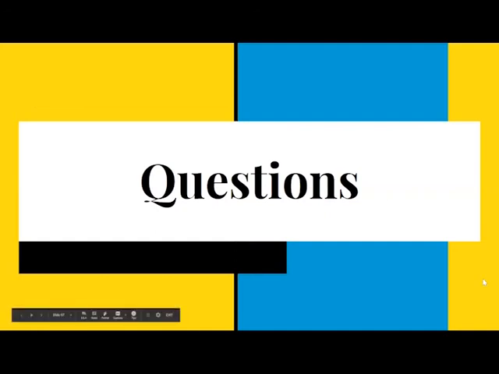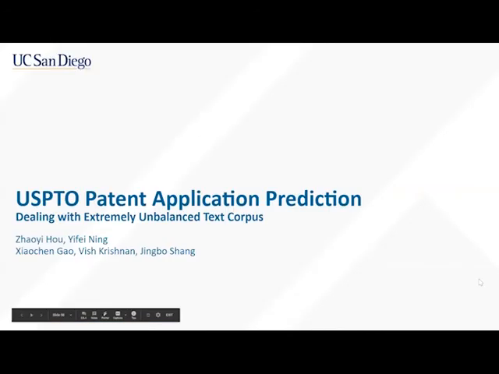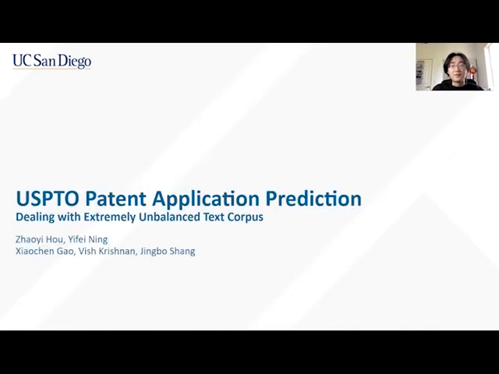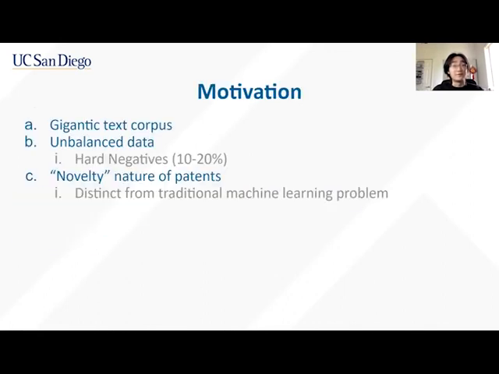All right, so continuing our Fast and Furious Lightning Talk series, this is our final one, and then we will have additional time for questions. We have Zhaoyi and Yifei who are going to talk about this extremely unbalanced text corpus. So take it away. Hi, everyone. My name is Joey, a current senior data science student at UCSD. Today, my teammate Yifei and I will be presenting our project, USPTO Patent Application Prediction. This project is guided by Xiaochen and Vish from the Rady School of Management and Professor Shang from the UCSD CSE Department. Now, let's welcome Yifei to introduce our challenges and motivations.